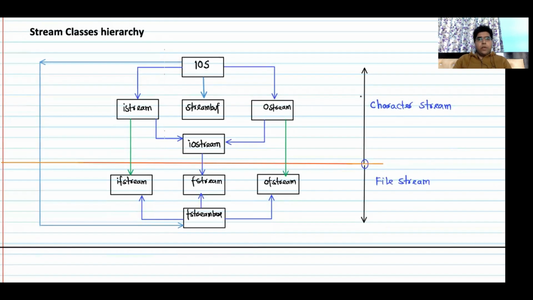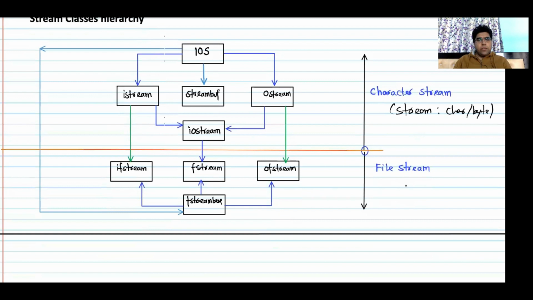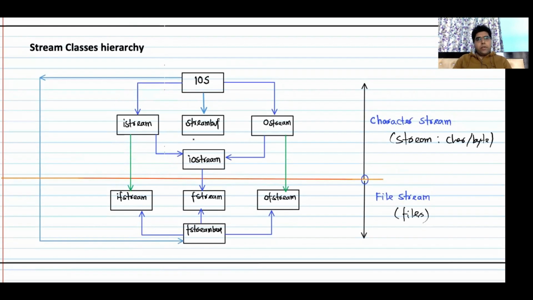Okay, so when you are dealing with characters or bytes, when you are dealing with a stream, you have to look over this structure. When you are dealing with files, you have to look over this structure. I'll explain in brief what it is.